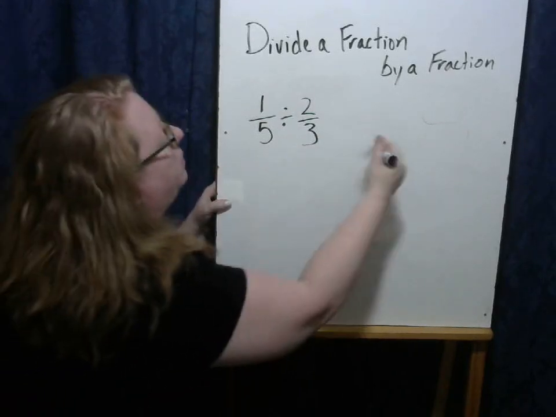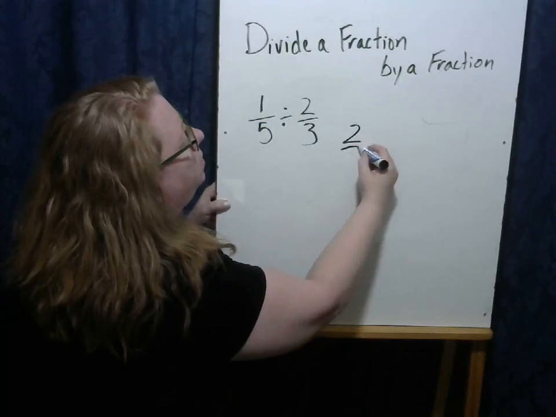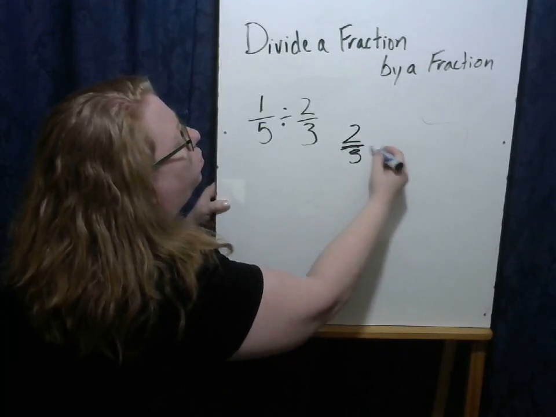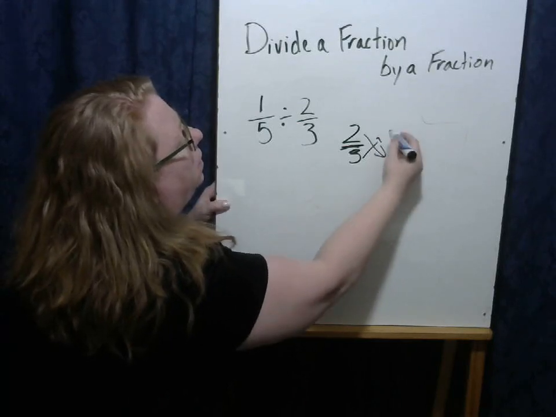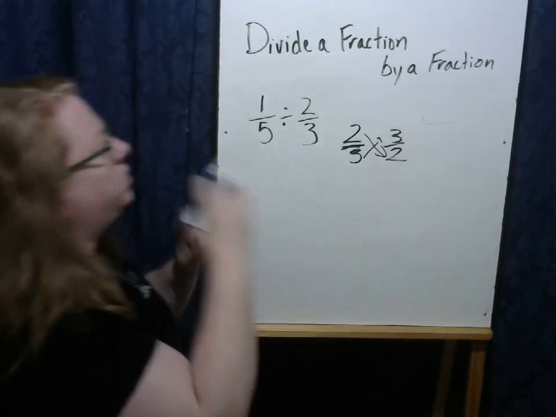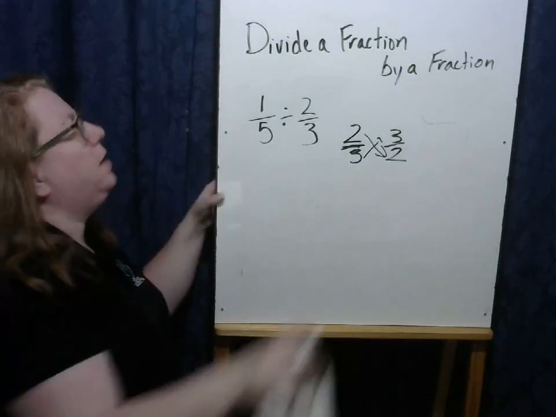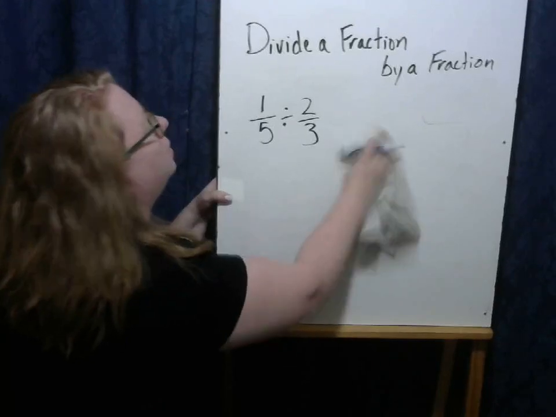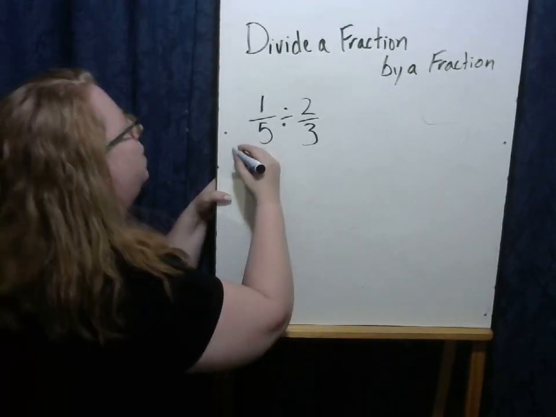So for example, my reciprocal of 2/3 would become 3/2. We just flip it. Okay, so we're going to use keep, change, flip to solve this problem.